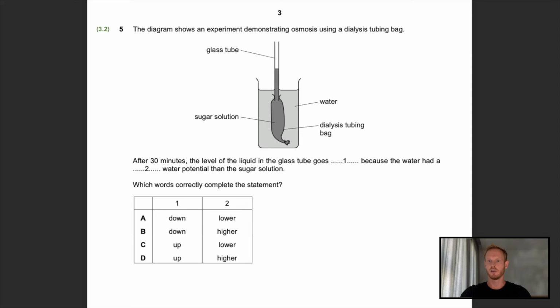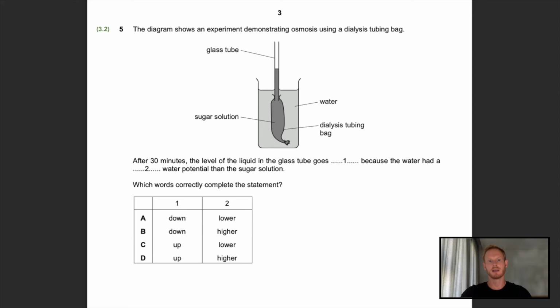Number 5. The diagram shows an experiment demonstrating osmosis using a dialysis tubing bag. After 30 minutes, the level of the liquid in the glass tube goes either up or down because the water had either a higher or lower water potential than the sugar solution. Which words correctly complete the statement?